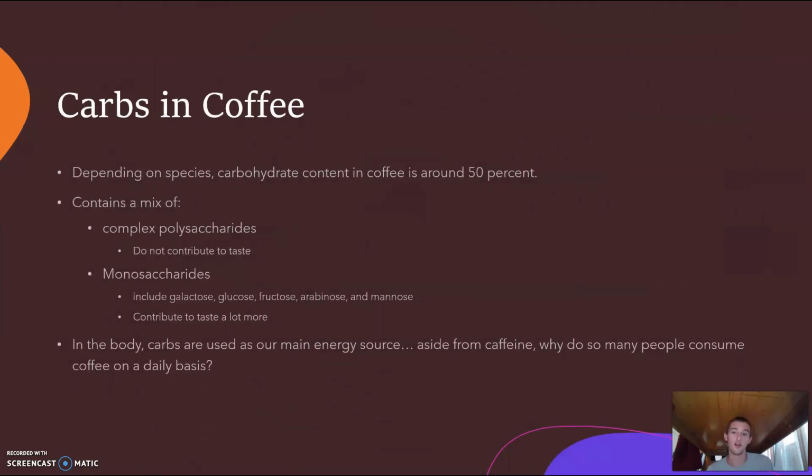So the carbs in coffee, there are different numbers, different percentages, but the average is around 50%. That 50% consists of complex polysaccharides, and those don't contribute much to taste. And then you have monosaccharides, including galactose, glucose, fructose, arabinose, and mannose, and those contribute to taste more than the complex polysaccharides.